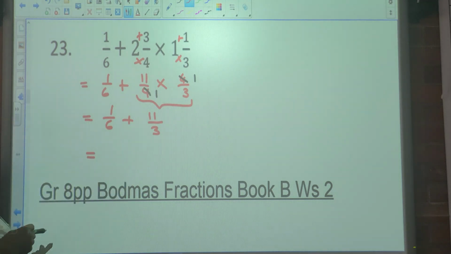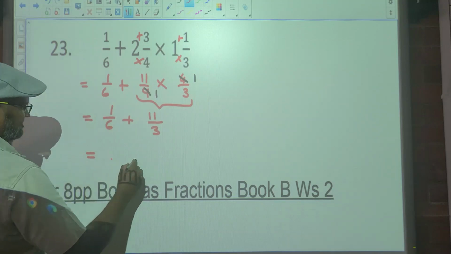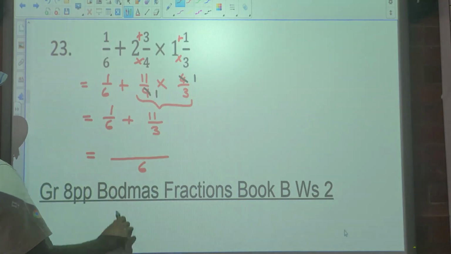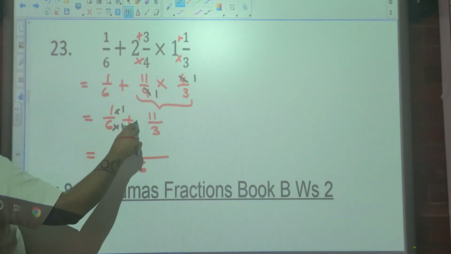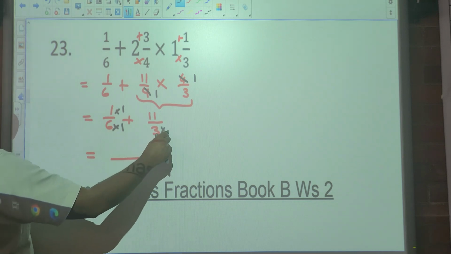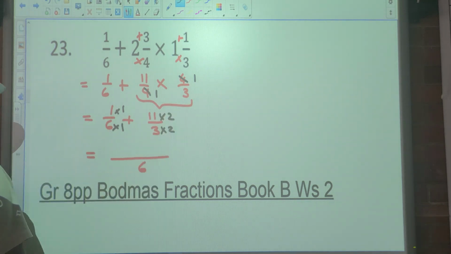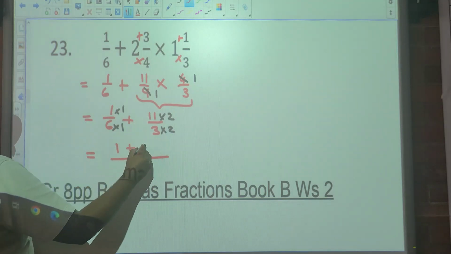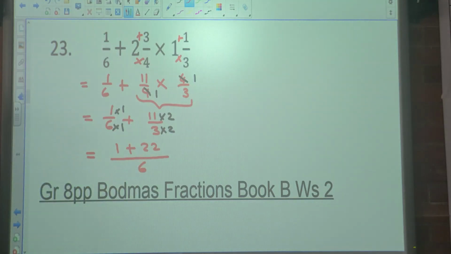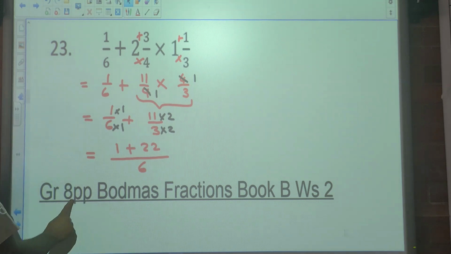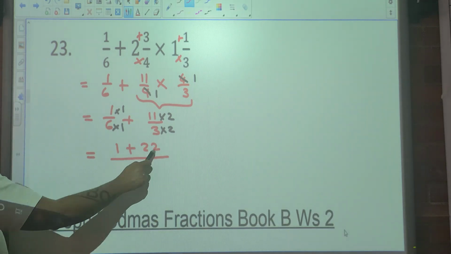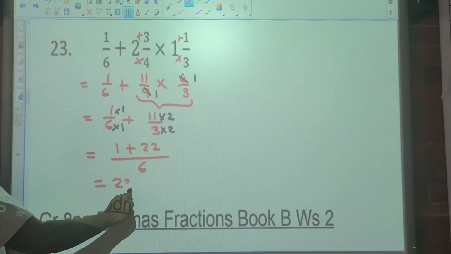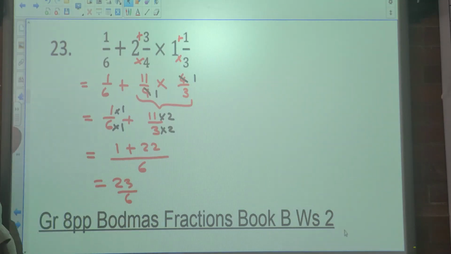So what's your LCM now? 6. So we'll multiply this by 1. 3 multiplied by what is 6? 1 multiplied by 1 is 1. 11 times 2 is 22. 22 plus 1 is? 23 over 6. Which is also 3 and 5 over 6. Okay.